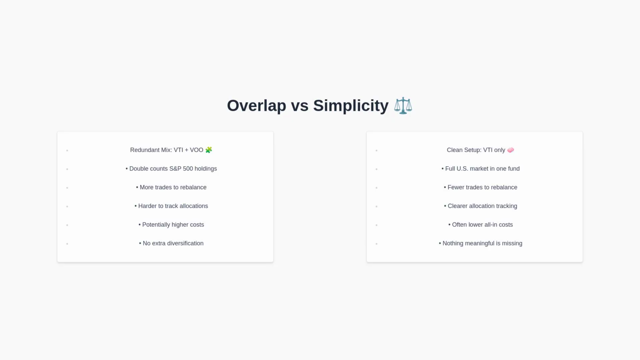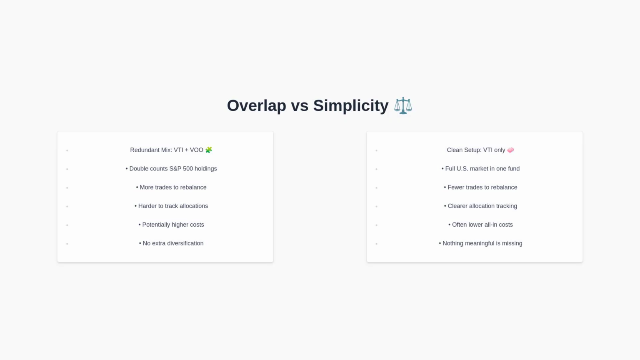On the left, we have a redundant mix using VTI plus VOO. This configuration double counts S&P 500 holdings, requires more trades to maintain a target allocation, makes tracking weights harder, and can increase all-in costs. It does not add meaningful diversification.